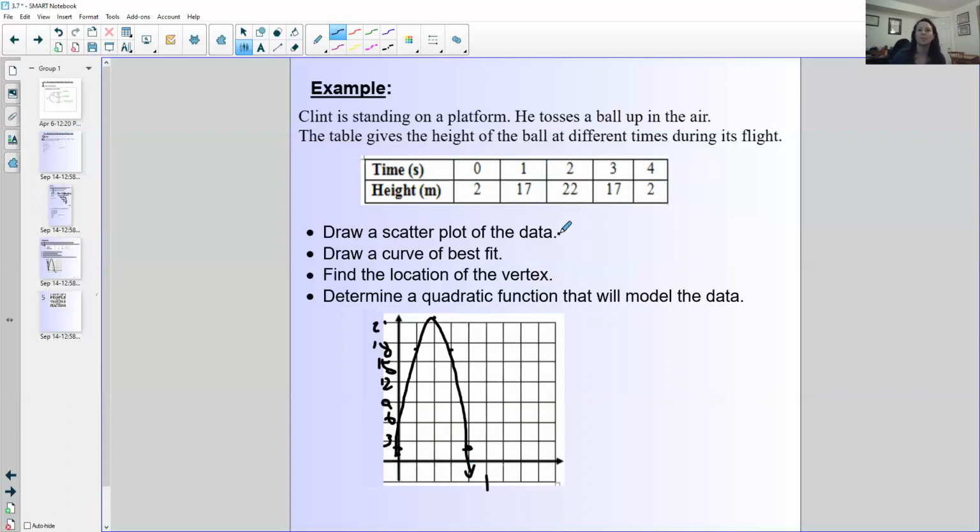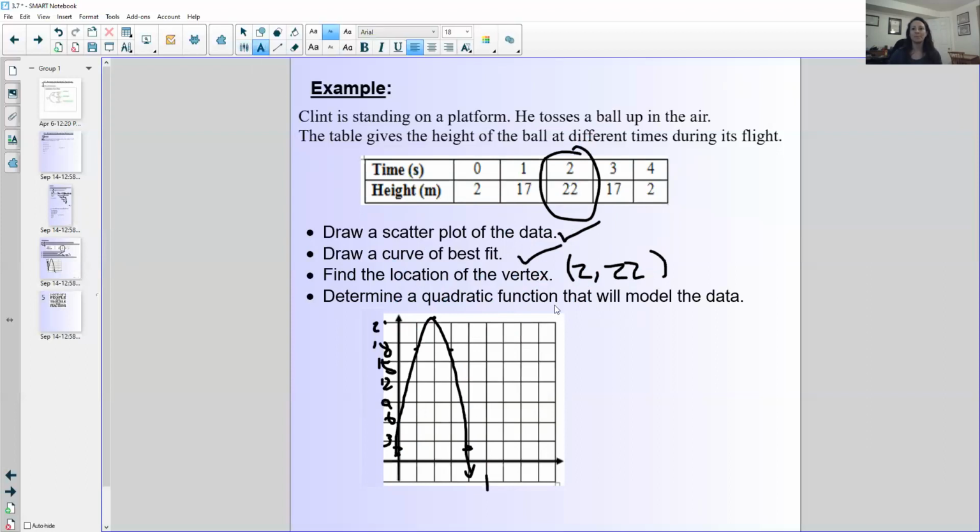So we've drawn a scatter plot, check. We've drawn our curve of best fit, check. Find the location of the vertex. That is the location of the vertex. We can also find it in our graph. So our vertex is 2 and 22. Your job is to determine a quadratic function.